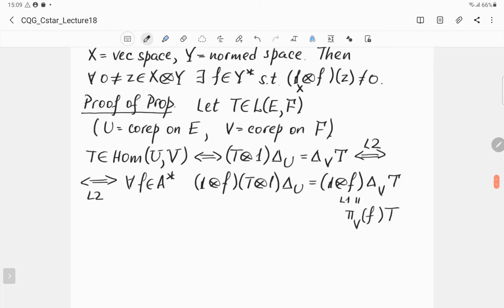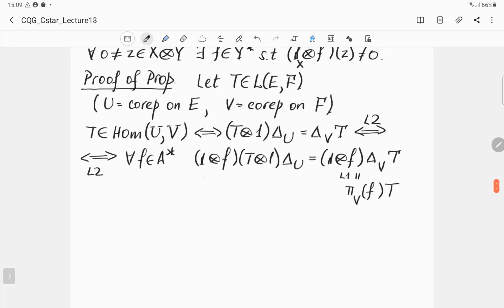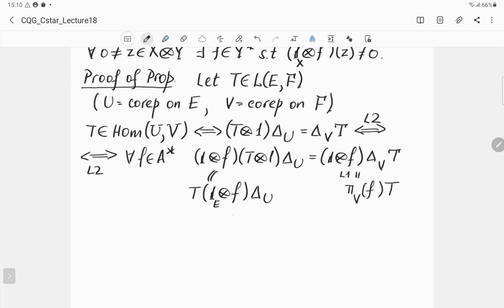And the left-hand side can be written in the following way. First of all, we observe that one tensor F composed with T tensor 1 is equal to T composed with one tensor F. So this is the identity map of E. And applying lemma 1 again, we see that this is nothing but T composed with pi U of F.